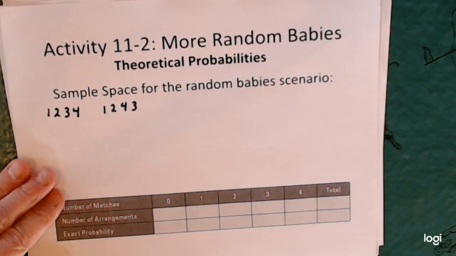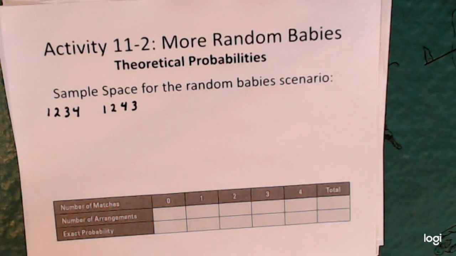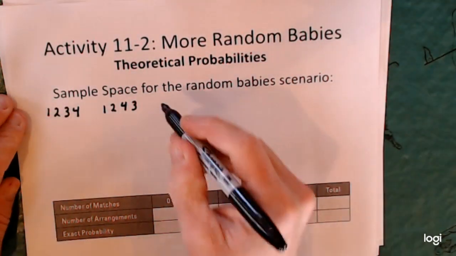Now if you haven't tried this yet on your own, do it. Pause the video and see if you can write down all the possible ways that I can mix up those numbers 1, 2, 3, and 4. Those will make up our sample space. Then come back and check. But I'm going to keep writing.